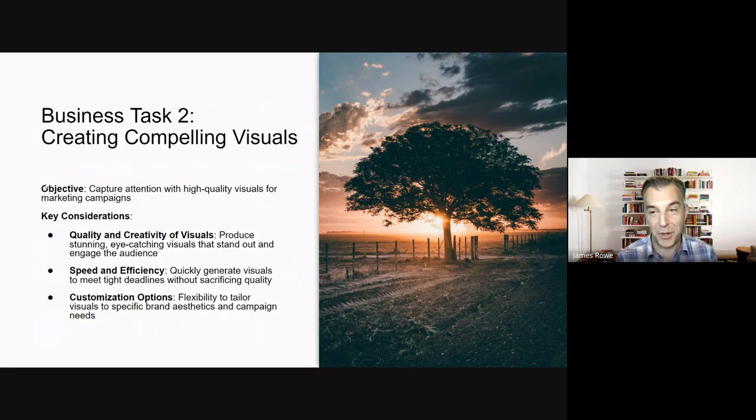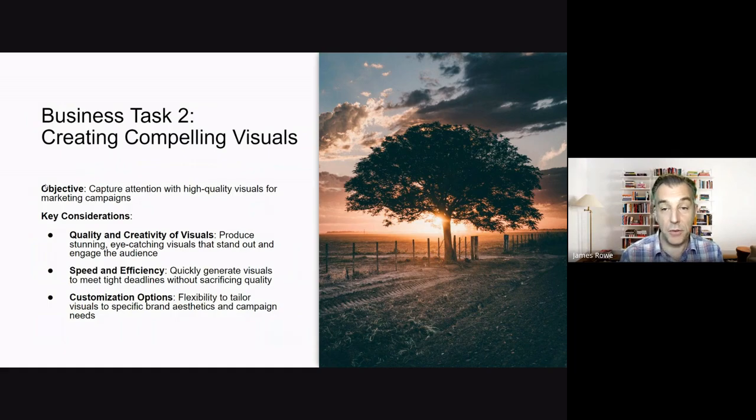The other really important piece is speed and efficiency. If you've done much work with these images, it can be really frustrating to try and get the image that you want. It can be very fast to get an image, but then text, for example, always is garbled, or you don't quite get the right style, or the people don't look right, or whatever it is. So you can end up in this iteration cycle where it just takes a long time to get something that's useful. And then customization options.